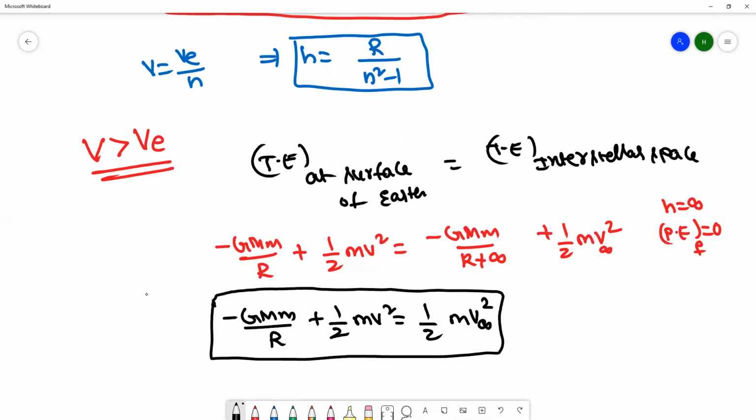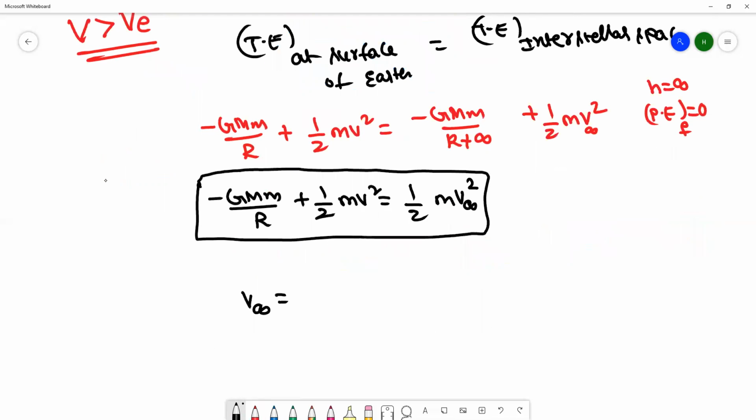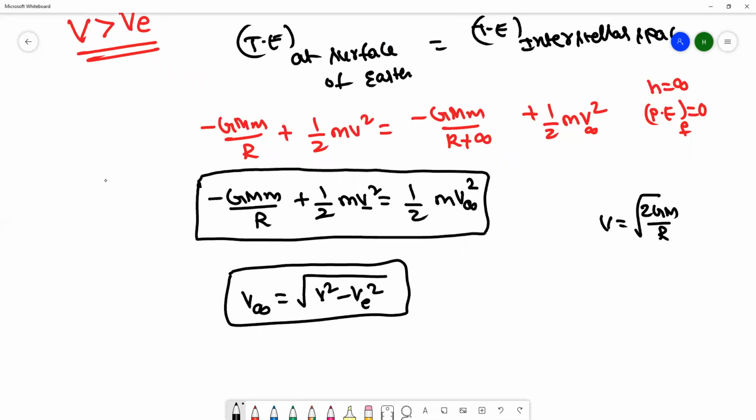You need not remember it at any point. Just go through it. If you continue this relation, you will get v infinite equal to, and we know ve is equal to square root of 2GM by R. If we substitute, v infinite is equal to square root of v square minus ve square. You need not remember this formula either, but by taking this relation alone, you can do it. Substitute the given values and you'll get it.